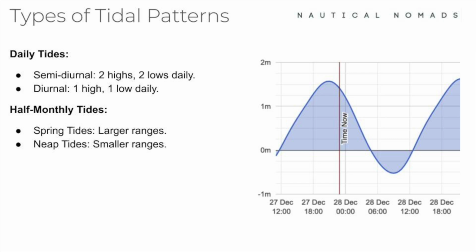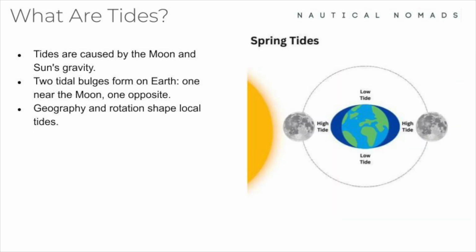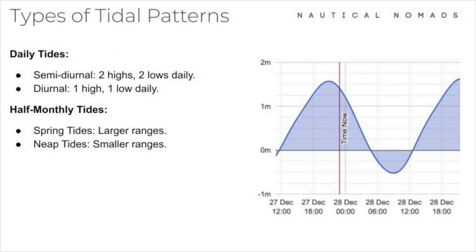However, some regions only have 1 high tide and 1 low tide daily. This is called a diurnal pattern and can happen in areas like the Gulf of Mexico. Half-monthly tides. Spring tides occur when the Sun, Moon, and Earth align during full and new moons. This alignment amplifies the gravitational pull, leading to larger tidal ranges, higher high tides, and lower low tides.